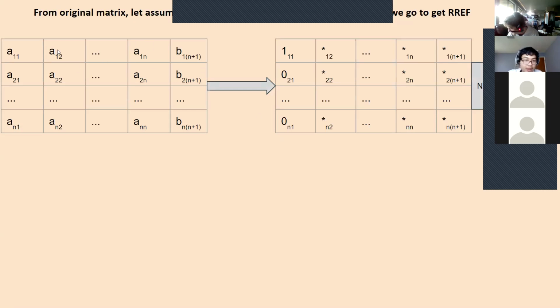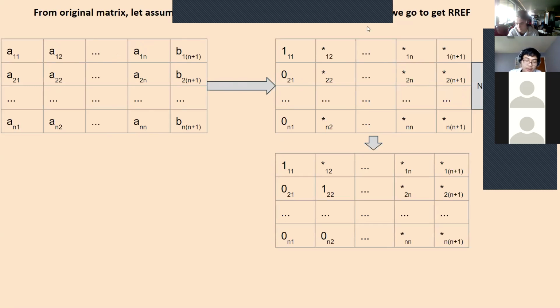So here we have our original matrix, and from Nico's slide, we know that to get the leading one in the first row and all of the zeros below that first leading one, we will have this amount of operations. And similarly, for the second row, to have the leading one and all of the zeros below that leading one, we will have this amount of operations.